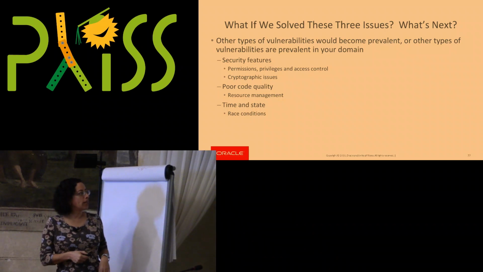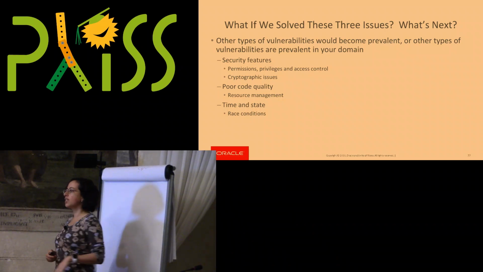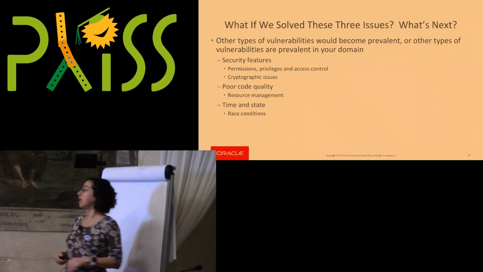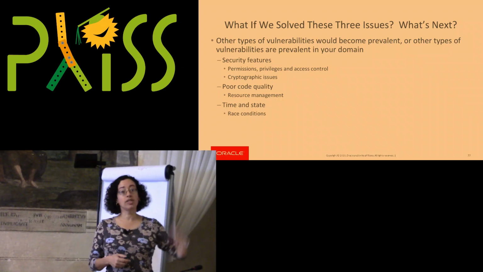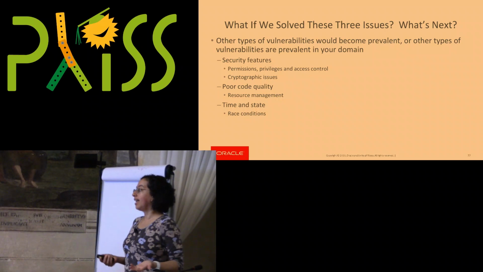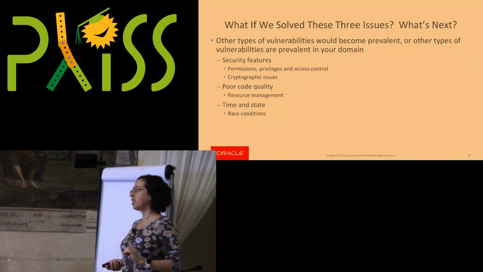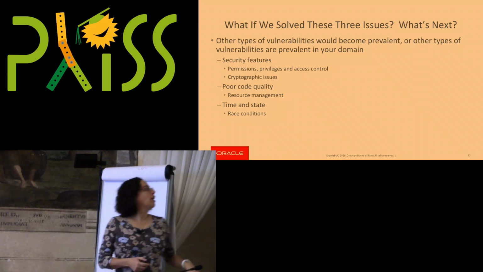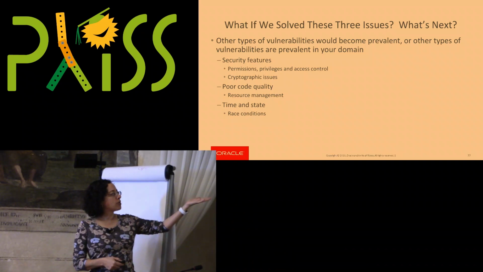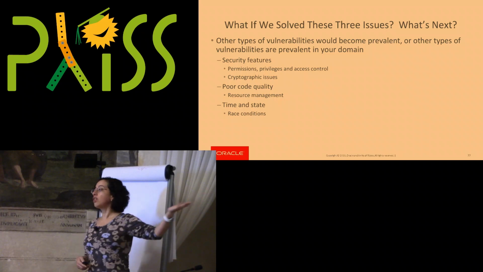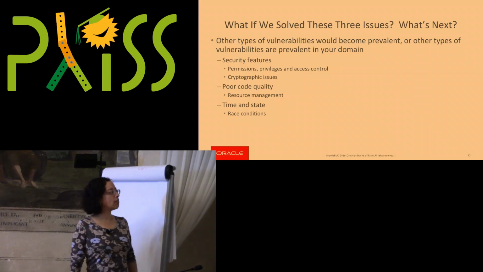Another common one that has risen in recent years is cryptographic issues. Cryptographic issues have risen quite a bit. And again, what types of abstractions are we providing? Writing correct crypto code is very hard. There are issues about resource management. There are also race conditions when you start looking at time and state.